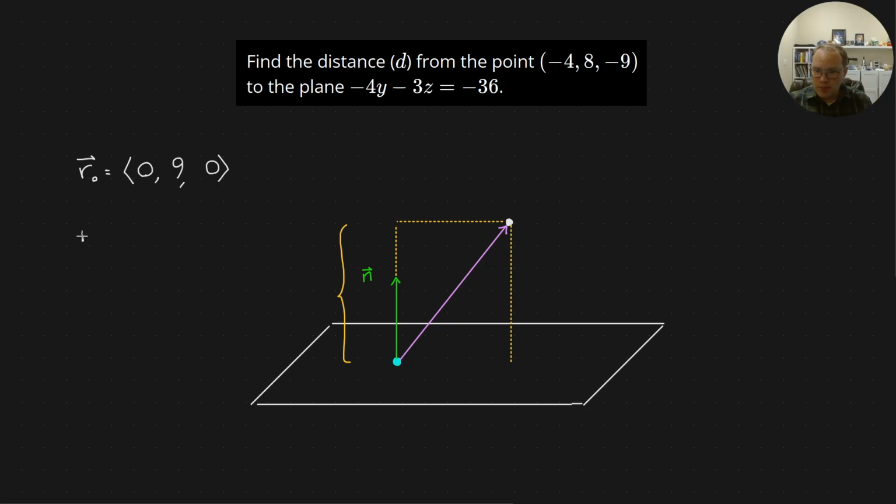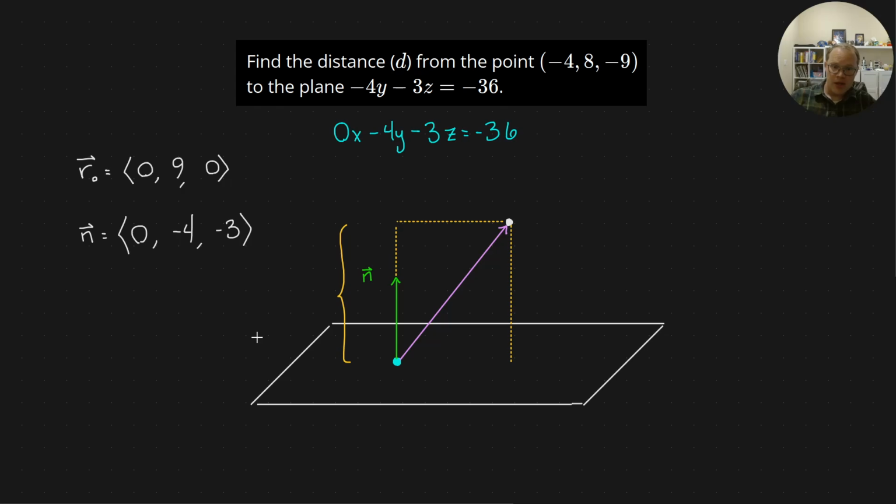The normal to the plane. Well, I don't have an x variable here, so I could think about this as 0x minus 4y minus 3z equals -36. And so the coefficient in front of x would be 0, the coefficient in front of y is -4, the coefficient in front of z is -3, and that is a vector normal to the plane.